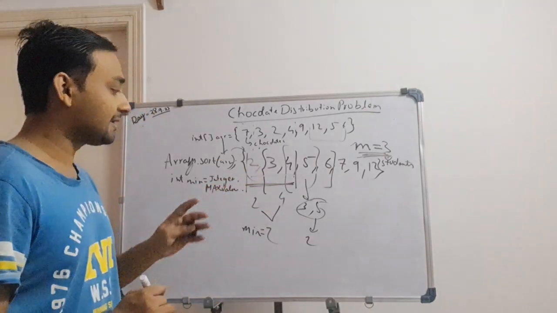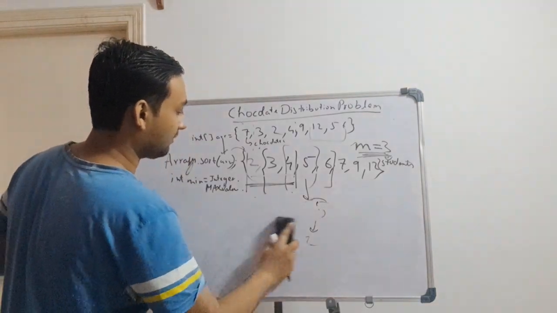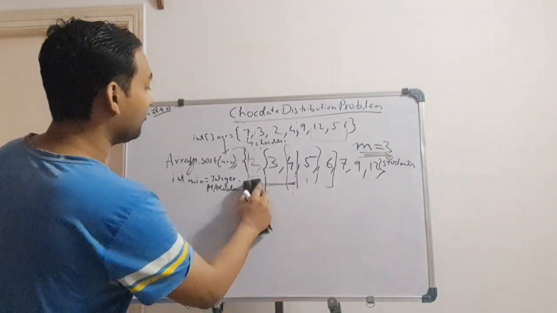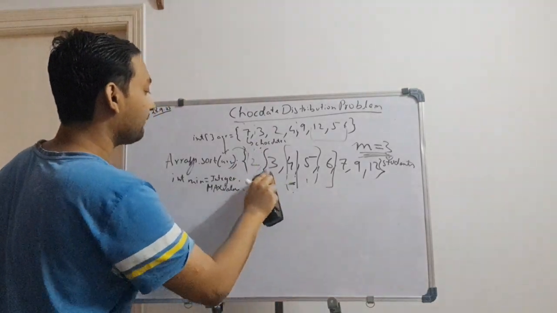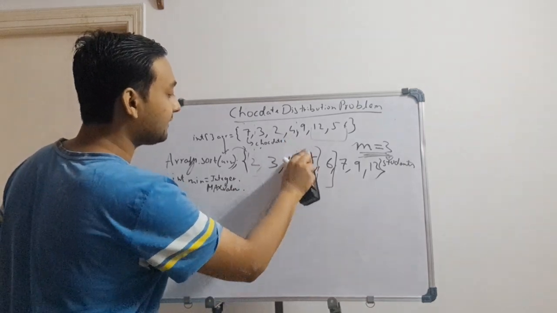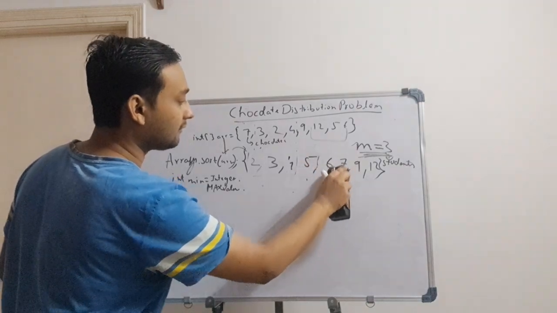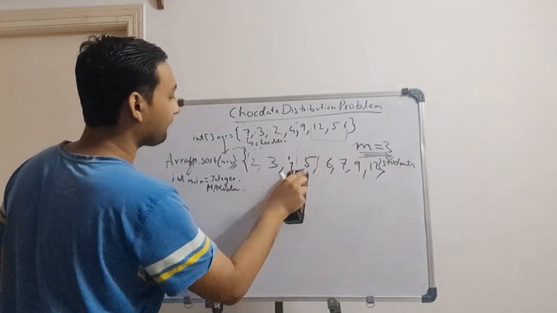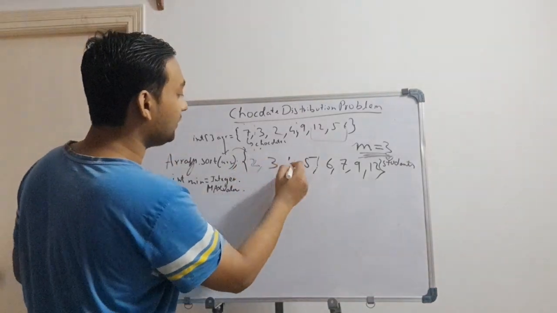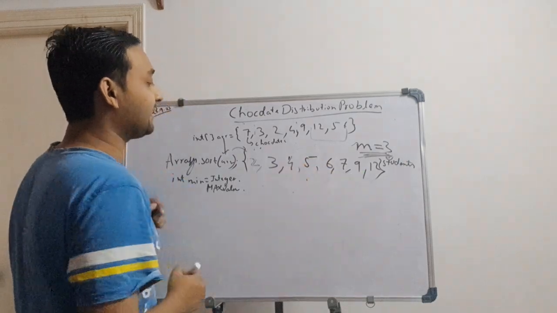Okay. So how will I proceed with that? So first of all, I will take one thing. Okay. So let me remove this window. I hope you have understood the concept. So let me remove this. Okay. So 2, 3, 4, 5, 6, 7, 9, 12. So these were the elements given to us.